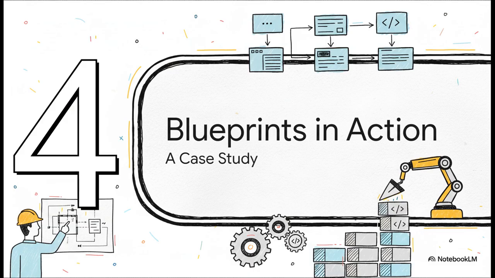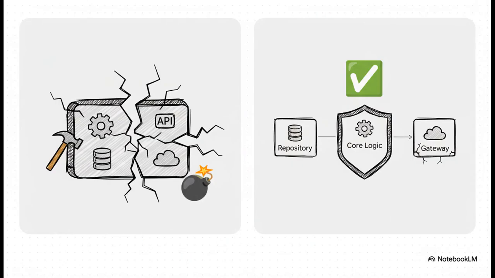All right, let's make this really concrete. We're going to walk through a quick case study, building an order processing system. So, without boundaries, if you just tell your LLM, make an order service, you're going to get a monster. A single giant class with business logic, database calls, API stuff, all of it mashed together. You touch one thing, and the whole system crumbles.